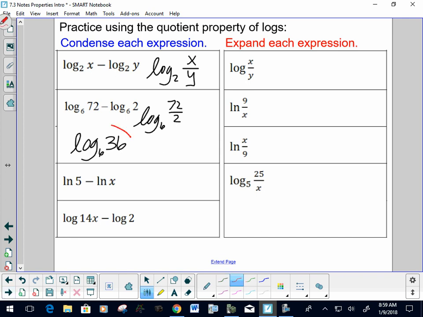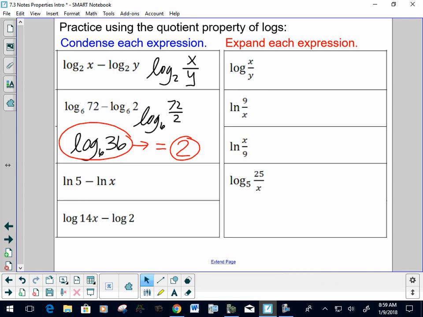And log base 6 of 36 is just asking what power of 6 is 36. This one is equal to 2. So log base 6 of 72 subtract log base 6 of 2 is exactly equal to 2.